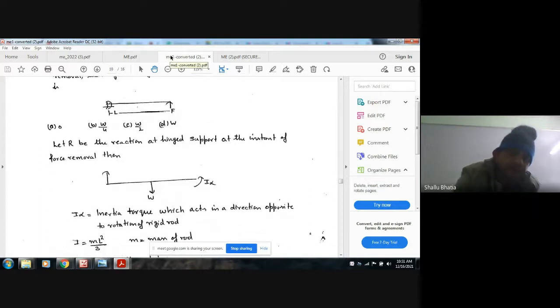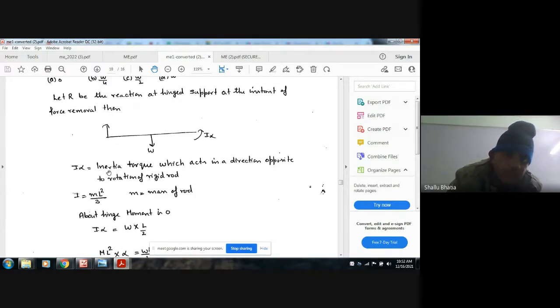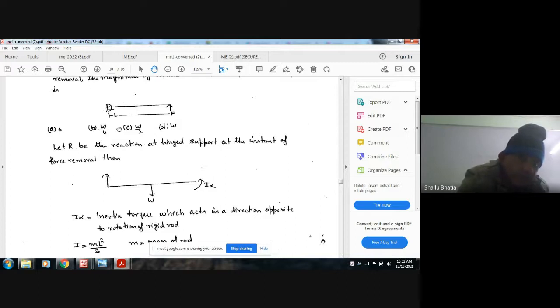Okay. So this is your diagram. Now when F is removed, the rod will try to come down. So there will be angular acceleration in the downward direction, so inertia force will be in upward direction. And W is the weight of the rod that will be acting in downward direction, and suppose R is the force.